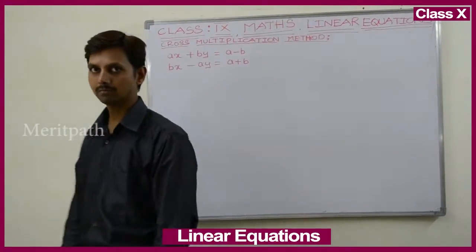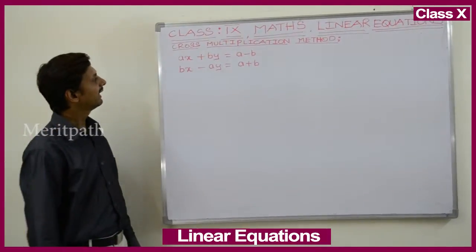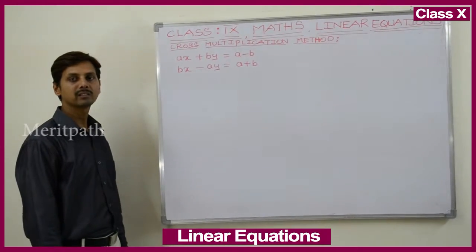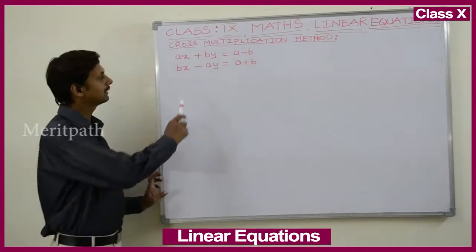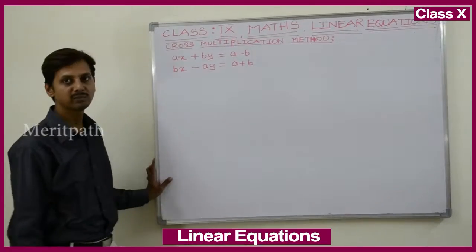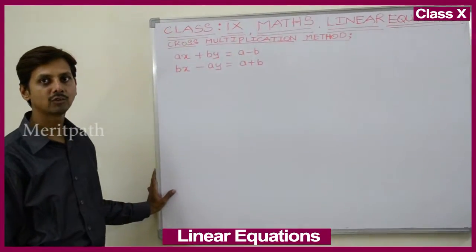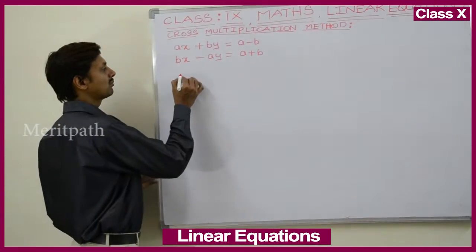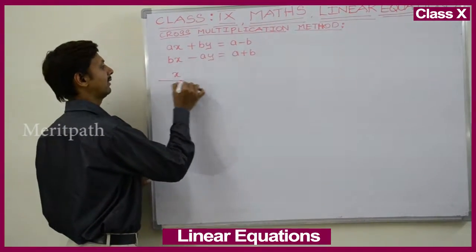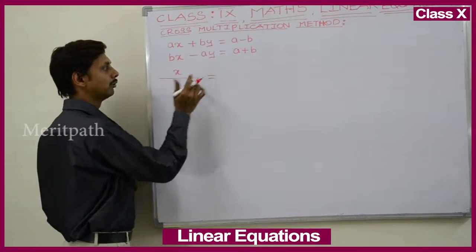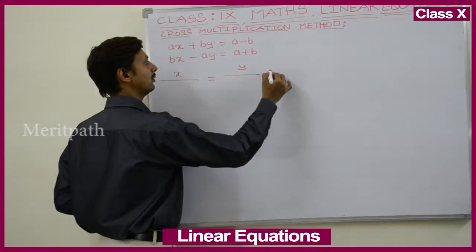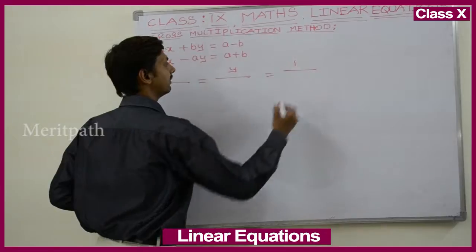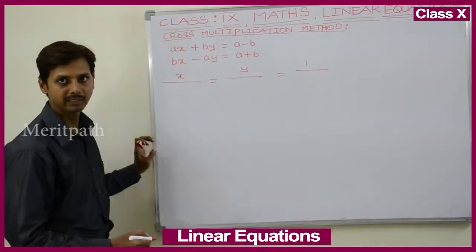It's the most important problem. Here x plus by is equals to a minus b and bx minus ay is equals to a plus b are the two equations. We need to find out the value of x and y. So by the cross multiplication method, x divided by value, y divided by the value and constant divided by the value what we have taken here.